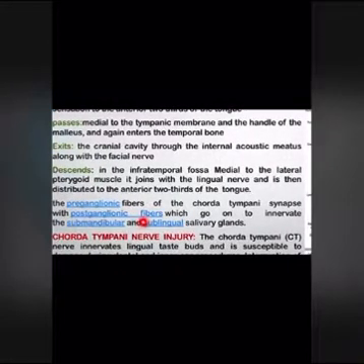The preganglionic fiber of the chorda tympani synapses with the postganglionic fiber, which goes on to innervate the submandibular and sublingual salivary glands.